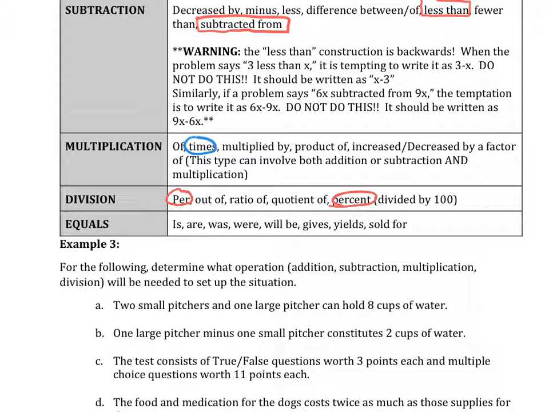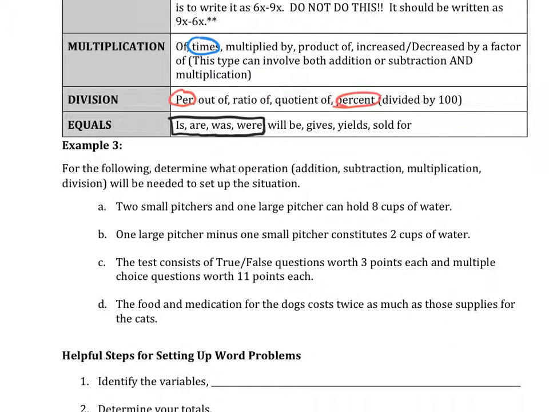And then equals when we're dealing with a total. If we're talking about is, are, was, were, any of these, something is or was, that's when we know we're dealing with totals. So right now in example 3, we're just going to practice identifying what type of operations are happening, whether it be addition, subtraction, multiplication, or division.